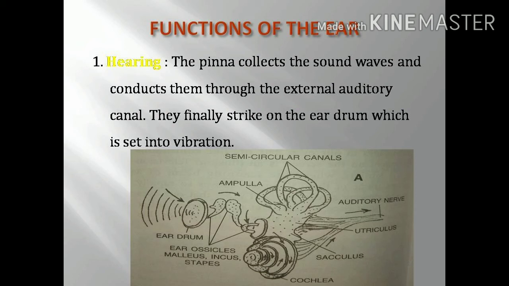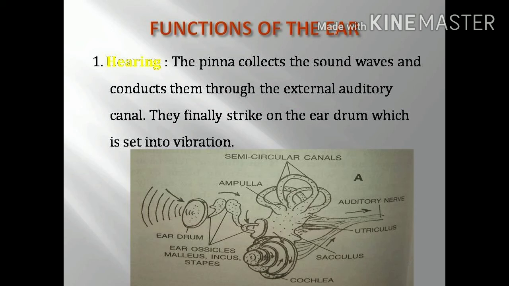The lever-like action of malleus and incus magnifies the vibrations of the stapes. The vibrating stapes transmit vibrations to the membrane of the oval window. That vibration through the stapes enters inside the oval window region. Vibrations from the oval window are transmitted to the cochlea.